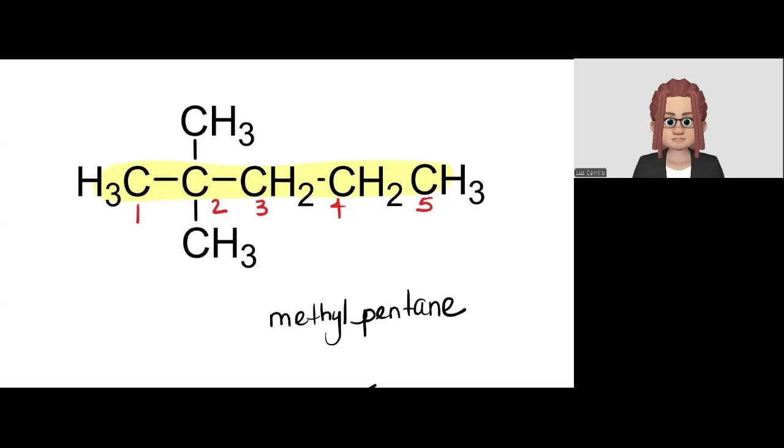Since we have 2 of them, we're going to put the prefix di for representing the 2 methyls that we have. Then we have to give their location in the molecule. One is on carbon 2. The next one is on carbon 2. And we have 2 methyls. That's why it's dimethyl. So the correct name for this molecule is 2,2-dimethylpentane.